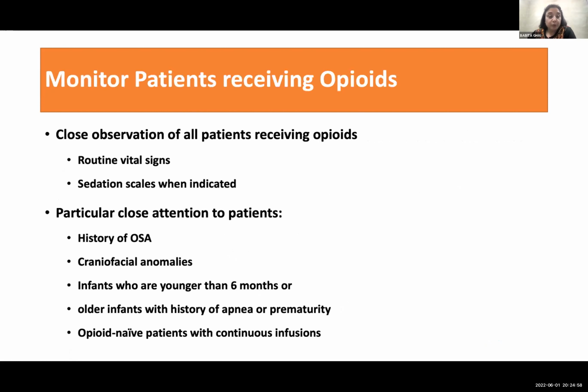When we are using opioids, we should have close monitoring of vitals as well as sedation. There should be particularly close monitoring if the child has a history of OSA, craniofacial anomalies, infants who are younger than 6 months, and older infants with a history of apnea and prematurity, wherein the risk of sedation is there.